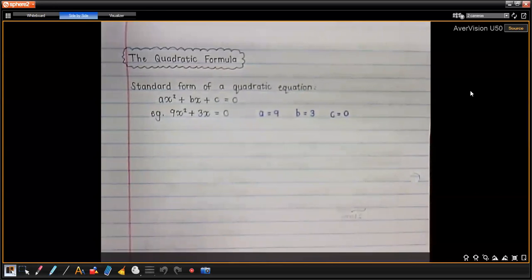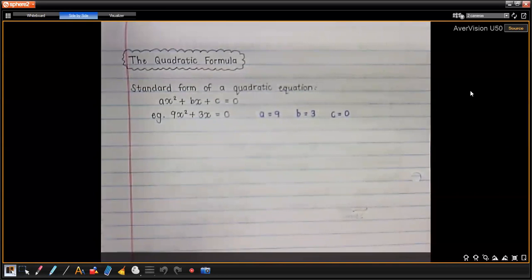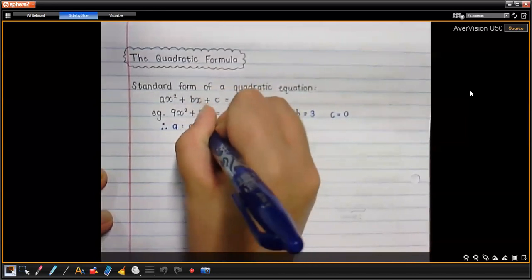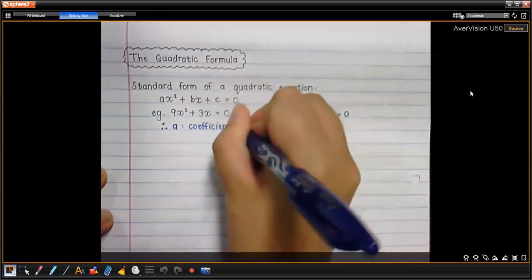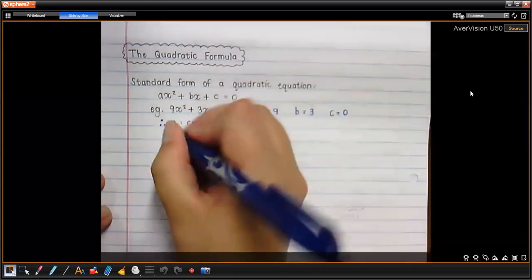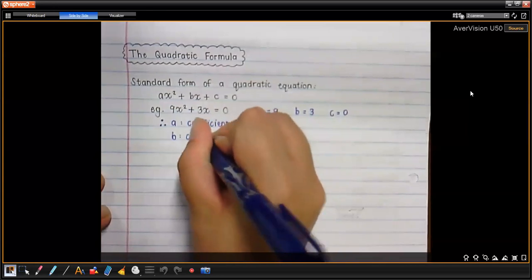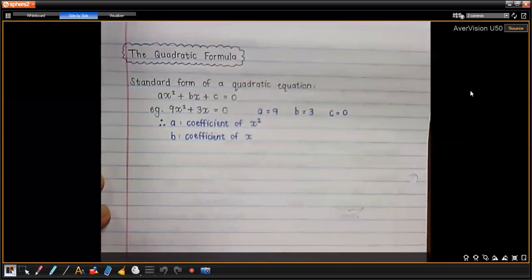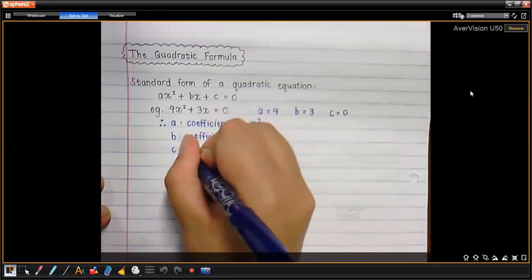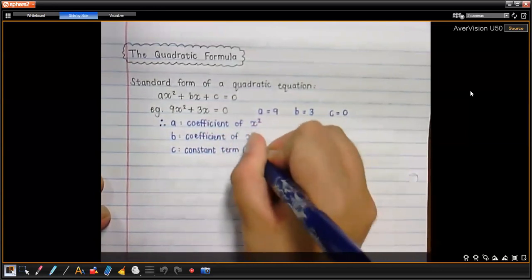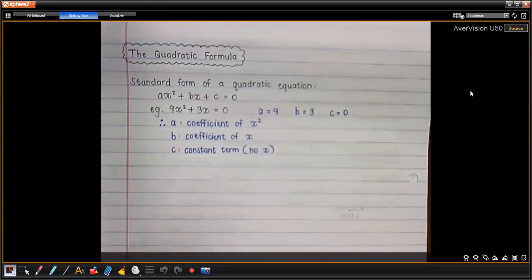Okay, so you need to be able to look at a quadratic equation, identify the a, b, and c values. A is always the coefficient of x squared. That will never change, guys. All right. A is always going to be the coefficient of x squared. B is the coefficient of x. Right? And C is then the constant term. I'll just put in brackets there, no x. Right? See, the constant term is the one that has no x.